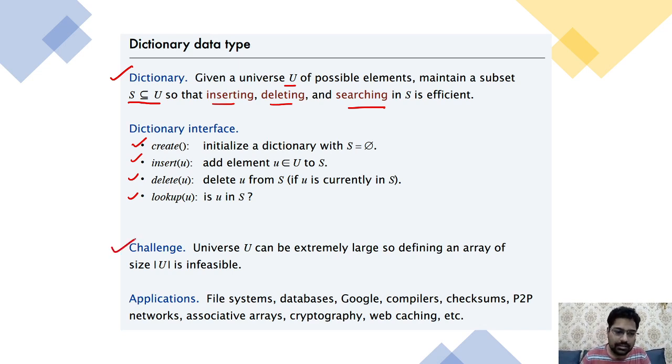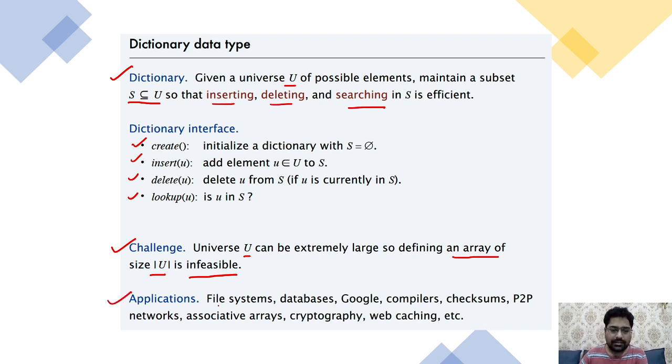Next, challenges. What are the challenges that we have to take care of? The universe U can be extremely large, so defining an array of size U is infeasible. Though I told you it keeps all the elements, whenever we keep all these elements in an array, it is definitely large enough, so it's infeasible for us in terms of time. How do we keep all the elements within a certain array? That is the challenge. So we can resolve those challenges using hashing.